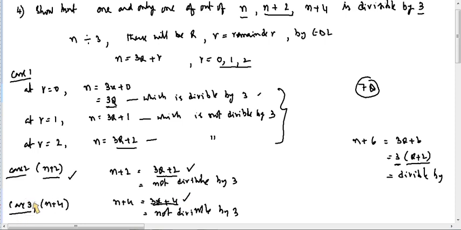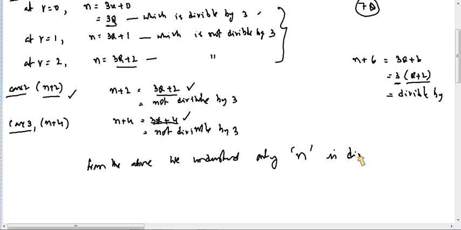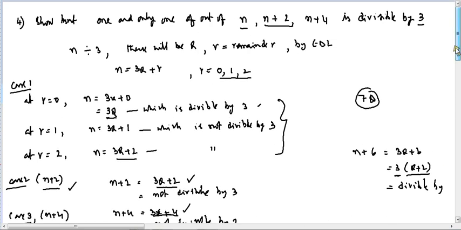So in all the three cases, first case, second case and third case, only n is divisible by 3. So from the above, we understand that only n is divisible by 3. So this is how we have to apply EDL in such cases. Okay.